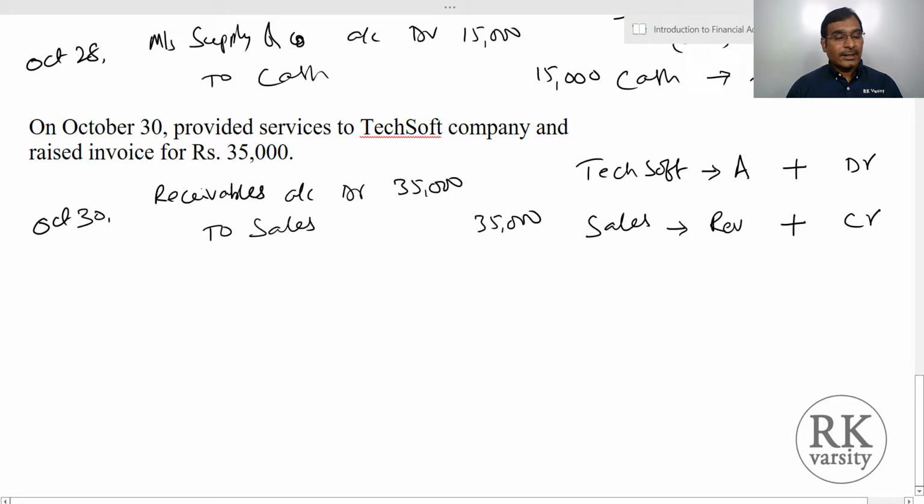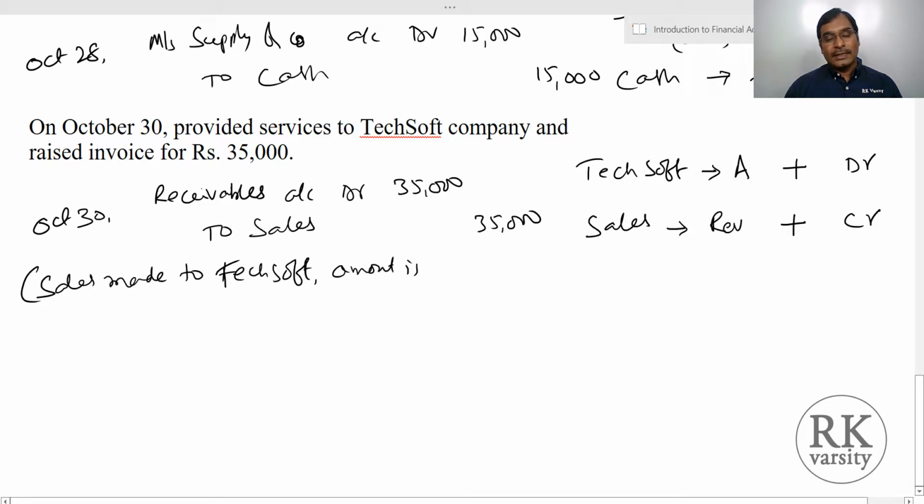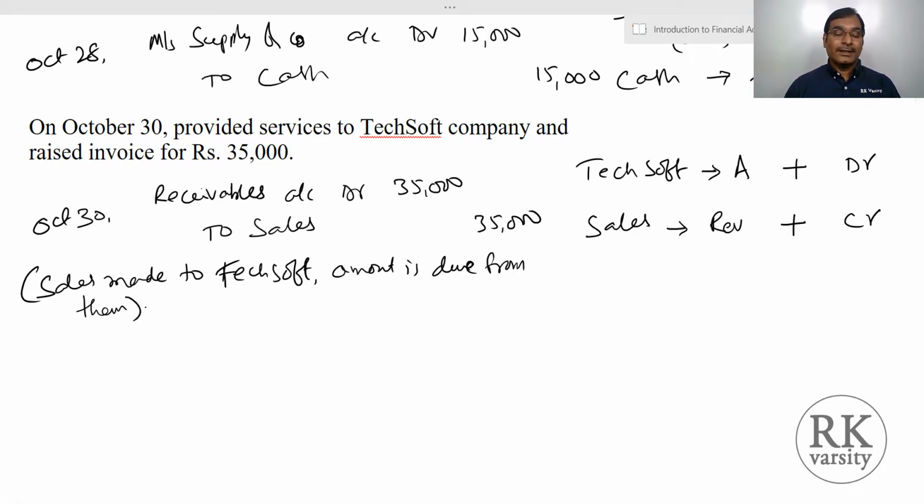Now you can write a narration here: sales made to Techsoft, amount is due from them. This way you can write a narration saying that this transaction is on a credit basis. When you are making credit sales, we consider this as receivables. Instead of writing a company name every time, we combine all the transactions and show this as receivables. So receivables is your asset.